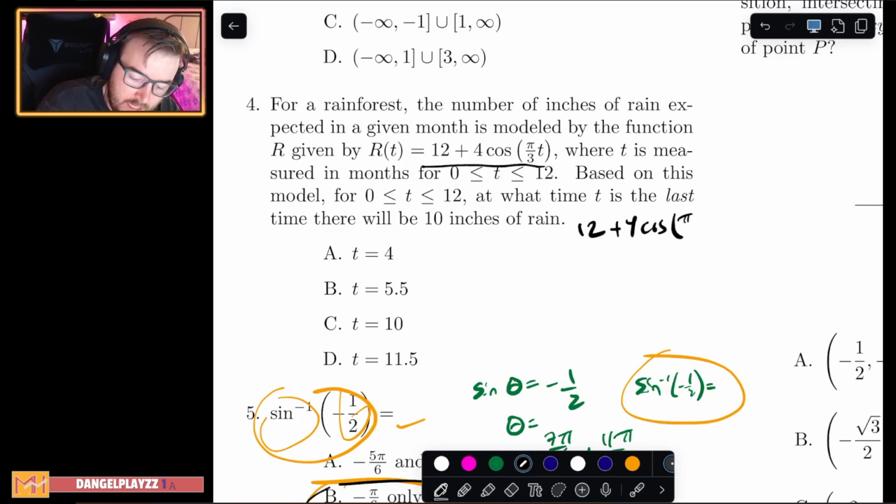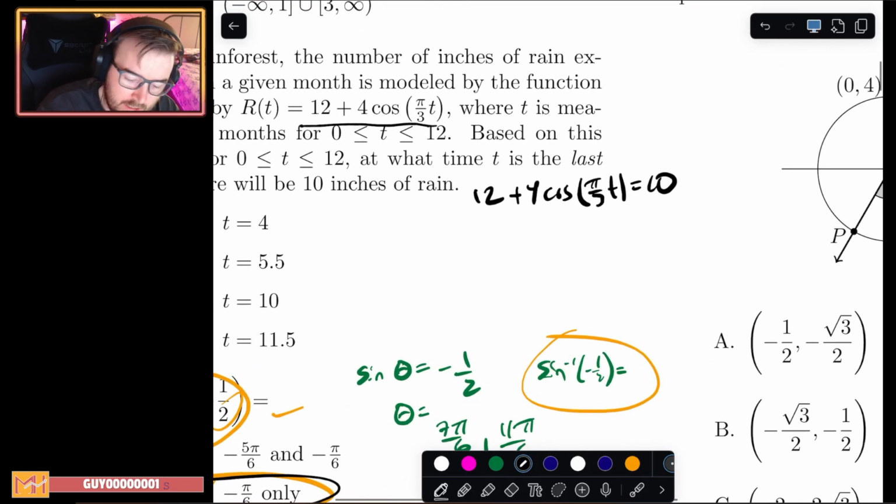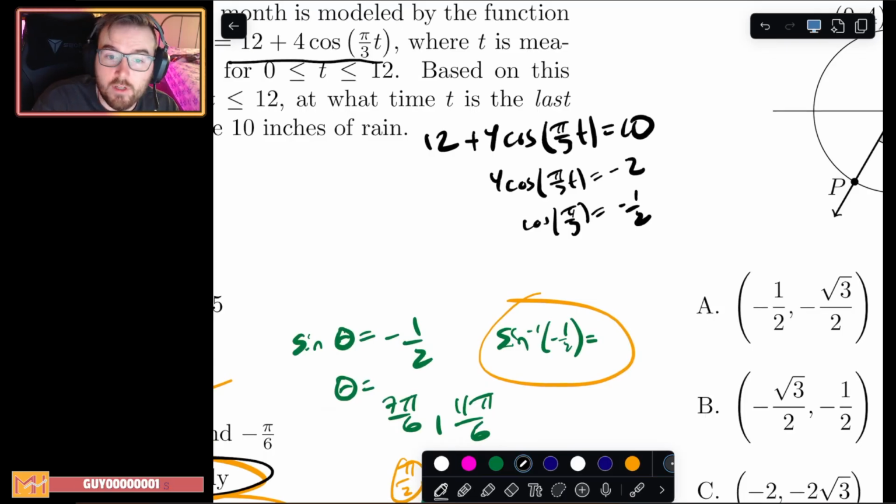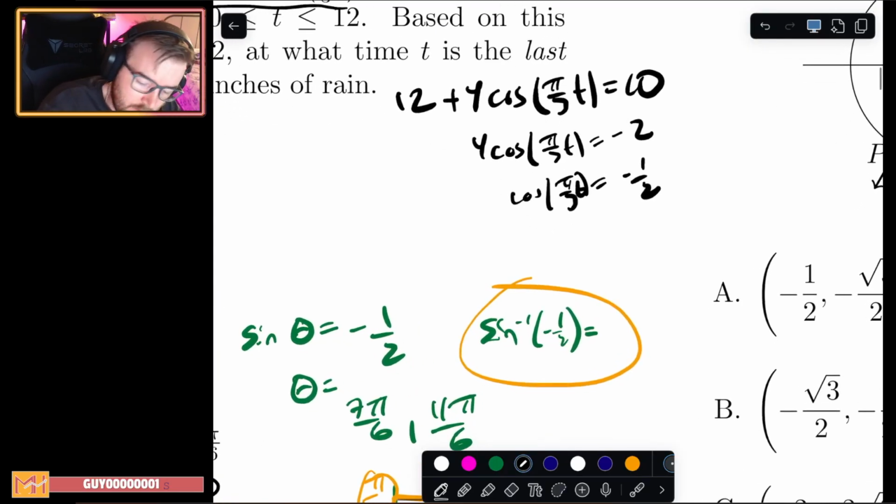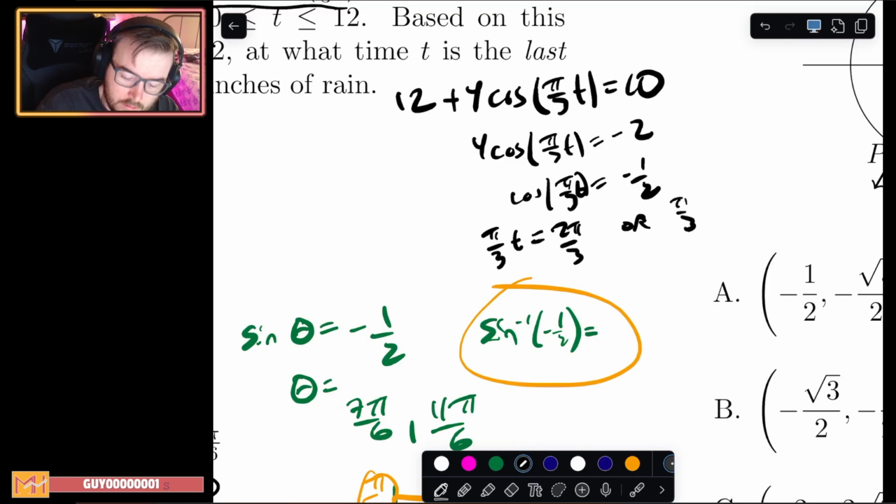We want to know, when will this equal 10? Well, you're going to subtract the 12 and get -2. You're going to divide by 4 and get -1/2. So then you're asking yourself, when does cosine equal -1/2? Well, it equals -1/2 for 2 pi over 3 or for 4 pi over 3.